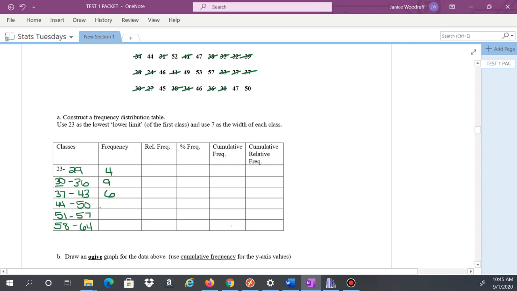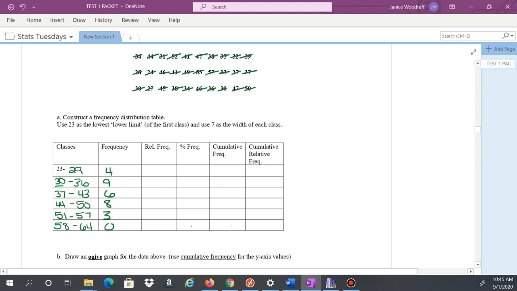Then 44 to 50. 1, 2, 3, 4, 5, 6, 7, 8. I'm getting 8 there. Then 51 to 57. There's 3 numbers left. Looks like all of them are in that group. 1, 2, 3. So then in the last group, there would be 0.